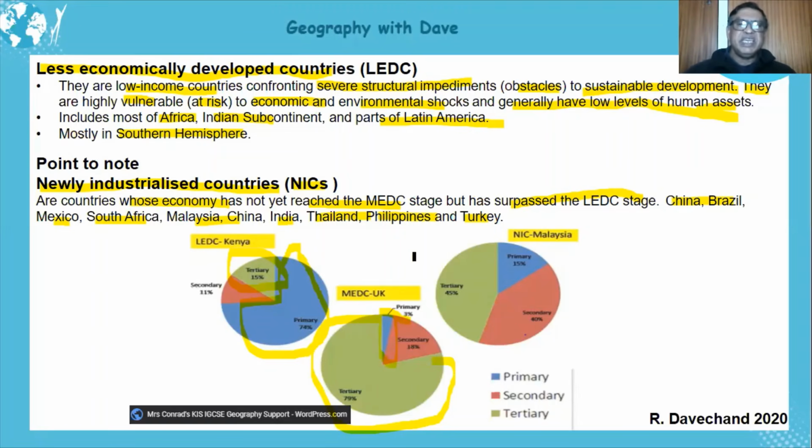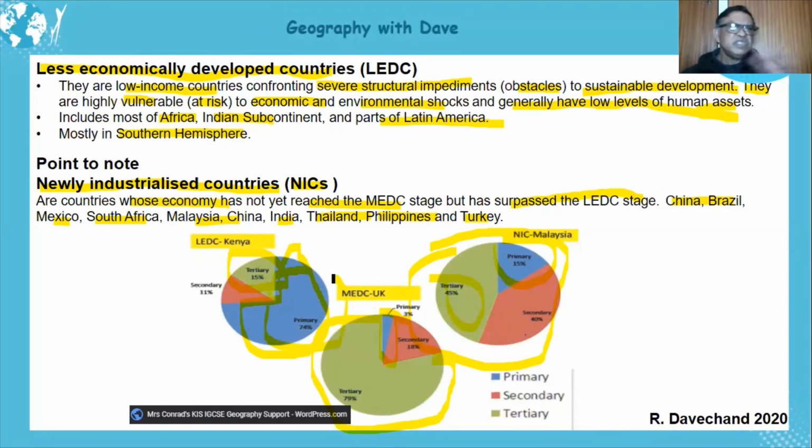But let's take Malaysia. Is Malaysia same as this? No. Tertiary activities is 45%. Here it's 15. Primary activities is 15%. Here it's 74. So Malaysia is not like Kenya. On the other hand, tertiary is 45, UK is 79. Primary is 15, UK is 3. So they're not at the most or more economically developed countries. They're sort of in between, heading towards the MEDCs.